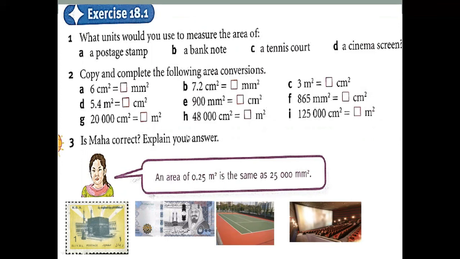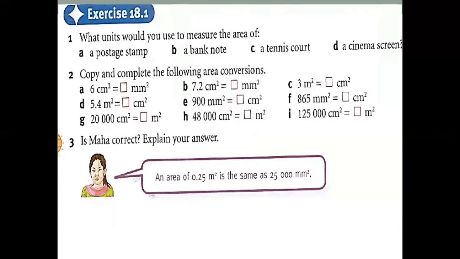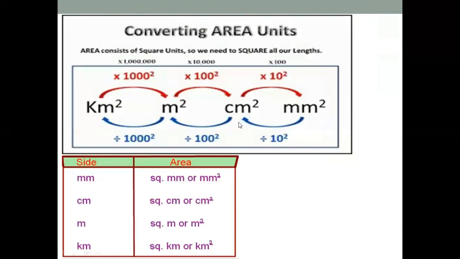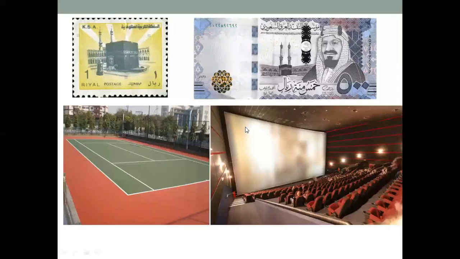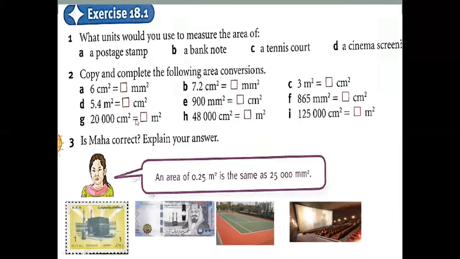If you convert centimeter square to meter square, what do you divide by? As you studied here, centimeter square to meter square, you divide by 10,000. When I divide by 10,000, what number do I get? I get 2.